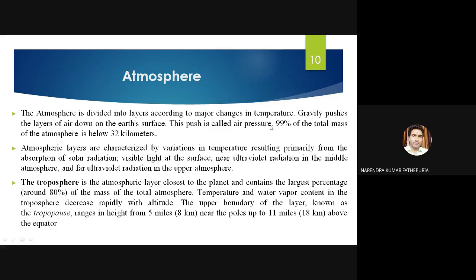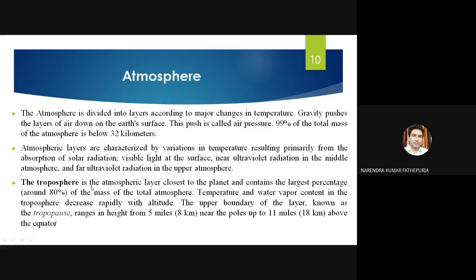So this is what we have noted down: 99% of the total mass of the atmosphere is below 32 kilometers. Our atmosphere layers are characterized by variations in temperature resulting primarily from the absorption of solar radiation: visible light at the surface, near ultraviolet radiation in the middle atmosphere, and far ultraviolet radiation in the upper atmosphere. So UV radiation plays a very important role because it is a harmful wave creating a lot of problems. That's why the ozone layer protects us from UV radiation. These are roughly things that you already know.